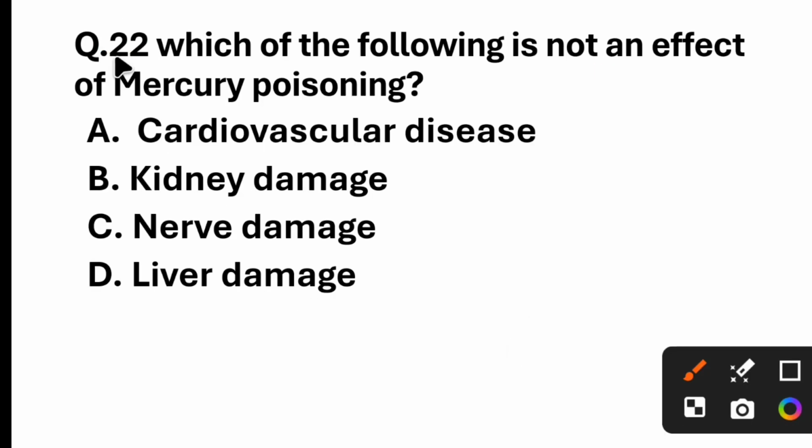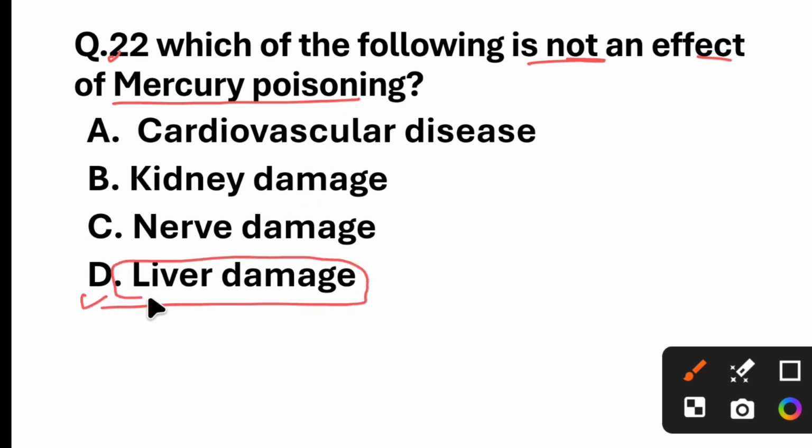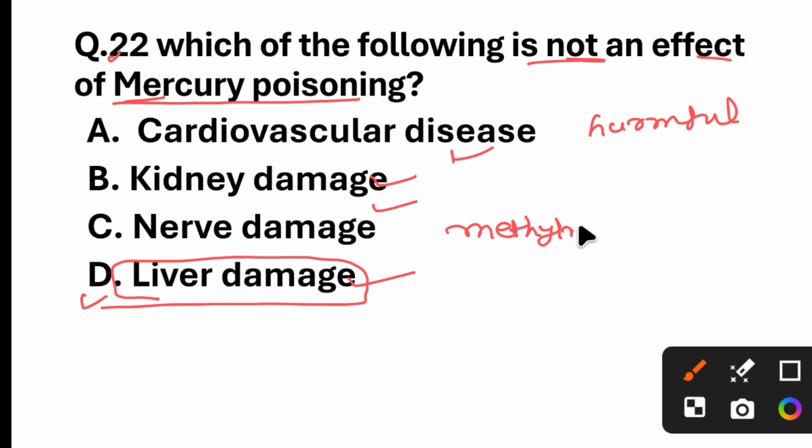Question number 22. Which of the following is not an effect of mercury poisoning? Answer is option D. Liver damage is not an effect of mercury poisoning. All of the given options are effects of mercury poisoning except liver damage. Mercury is very harmful because of the formation of methyl mercury. It can even cause severe brain damage as well.